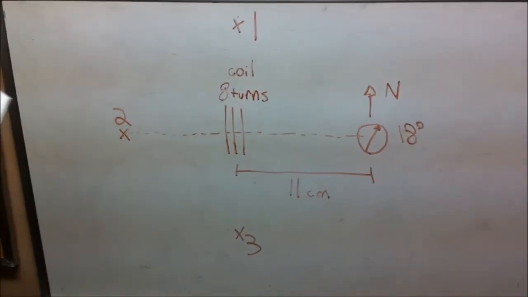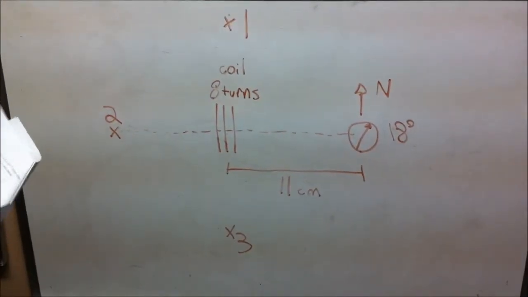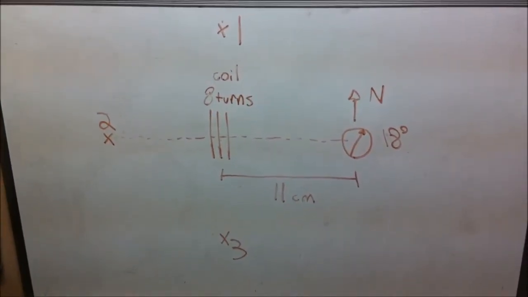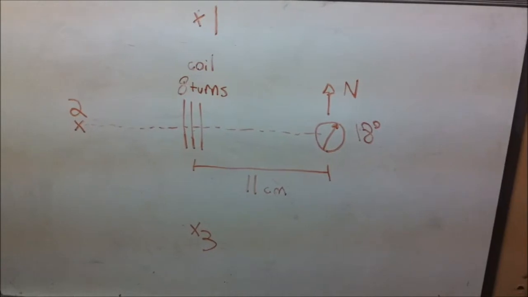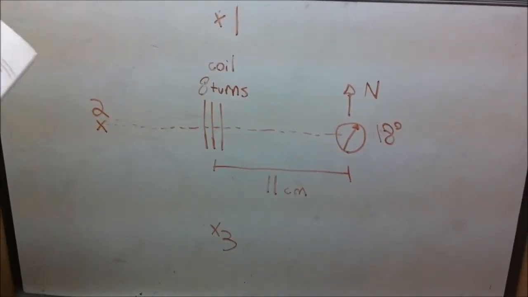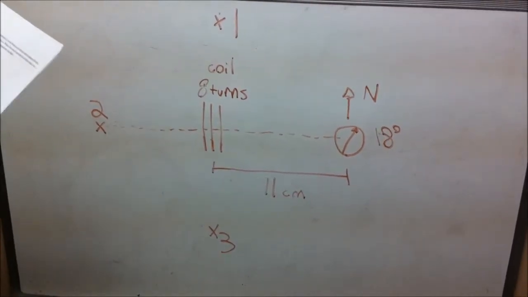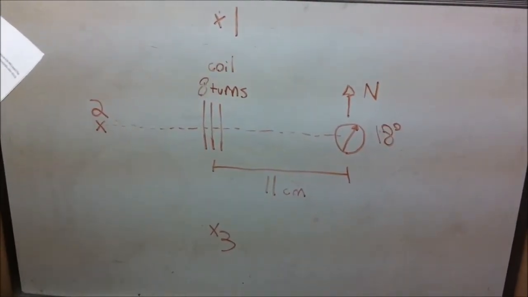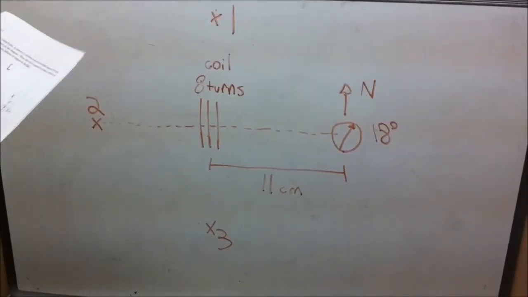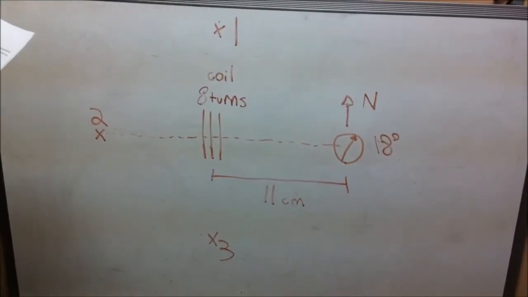Okay, today we're going to do a problem about the magnetic field of a coil and how it affects a compass. I'll start by reading the problem statement. A compass which originally points north is placed 11 centimeters from a coil of wire, which is composed of 8 turns of wire, of radius 2 centimeters as shown in the diagram. When the coil is connected to a battery, which is not shown, the compass deflects 18 degrees to the east.